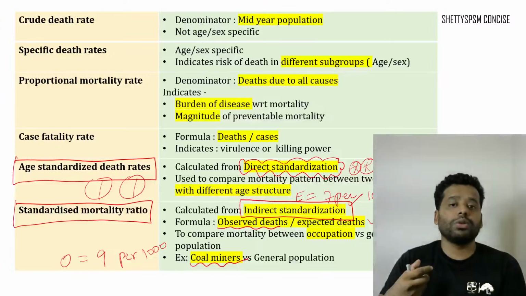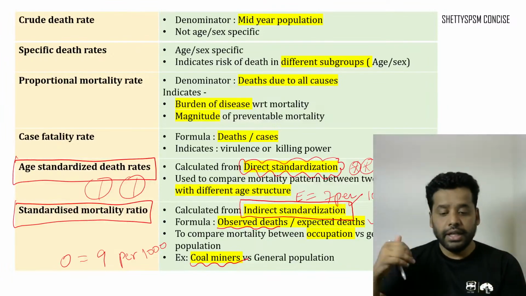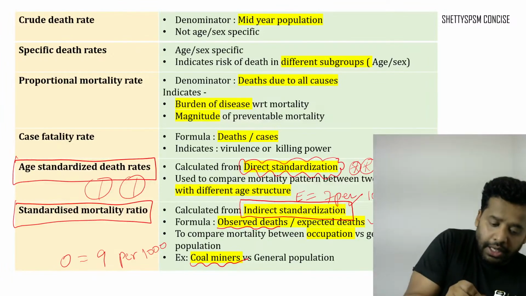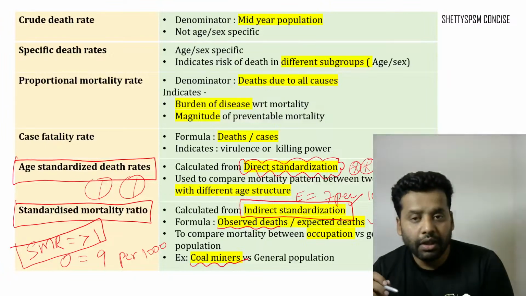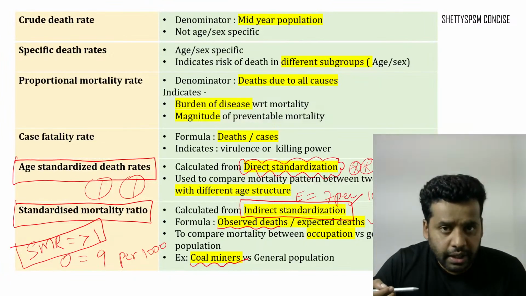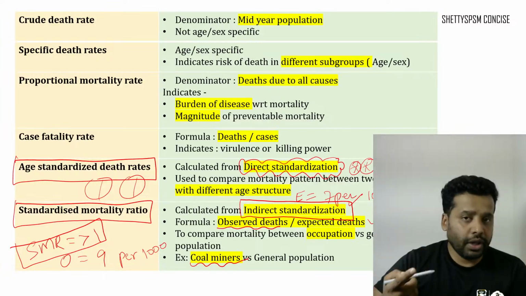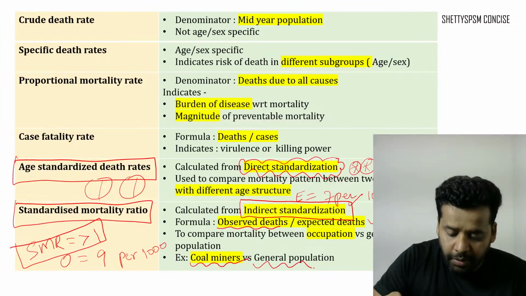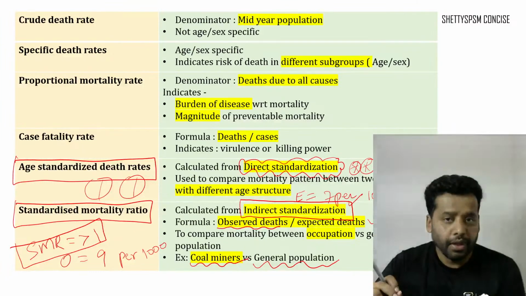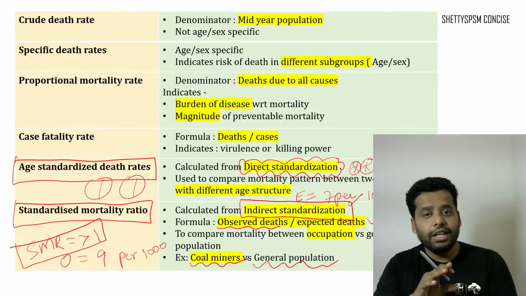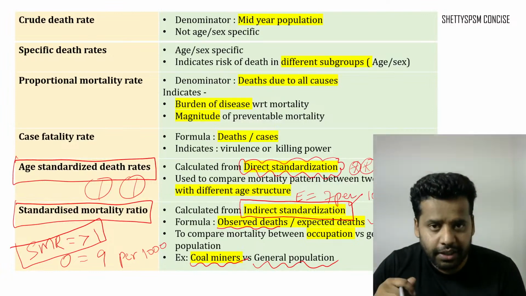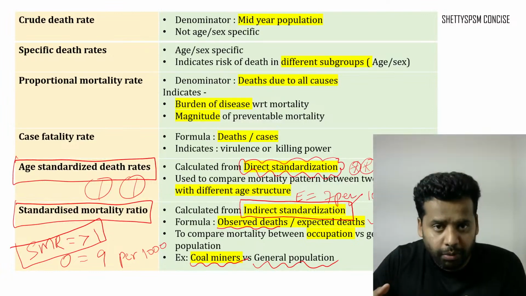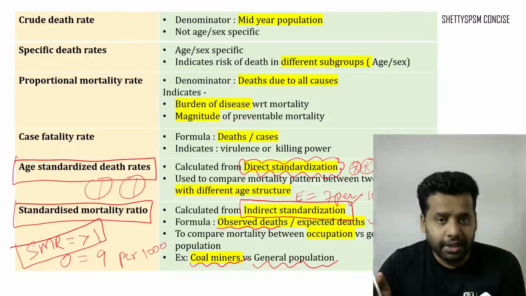Divide the two, 9 by 7, it is more than 1. Standardized mortality ratio is more than 1, which means this occupation is having more risk of death compared to general population. If a question comes, what is used to compare mortality between occupation and general population, directly mark standardized mortality ratio. What is the formula? Observed deaths by expected deaths.